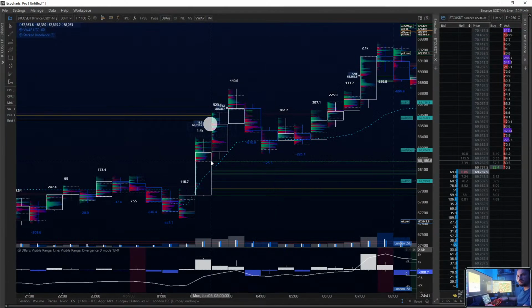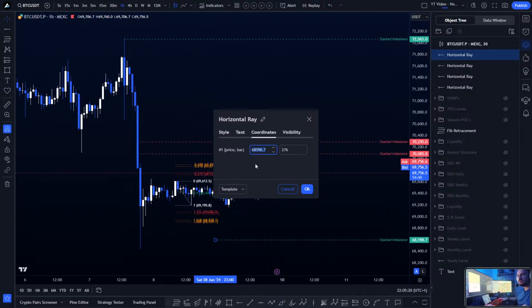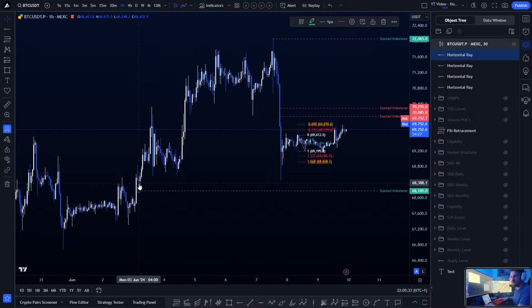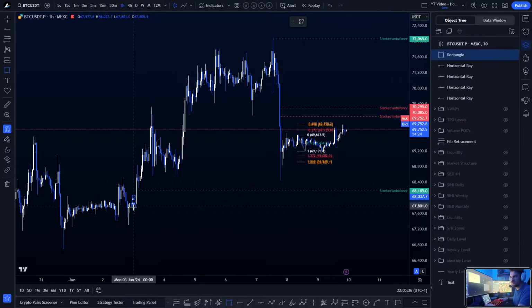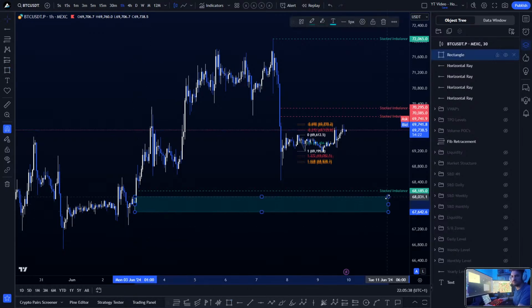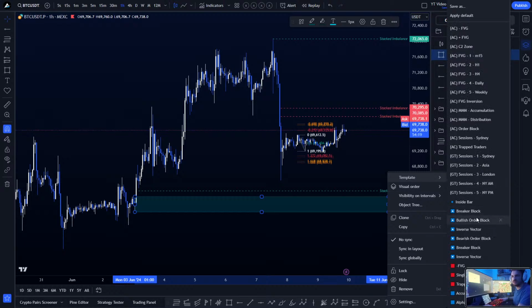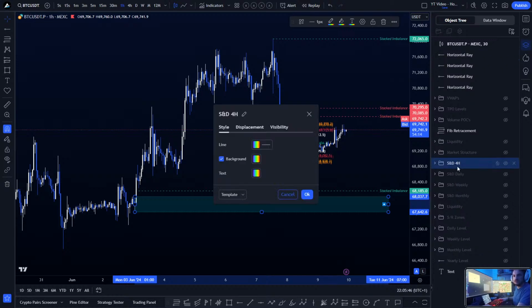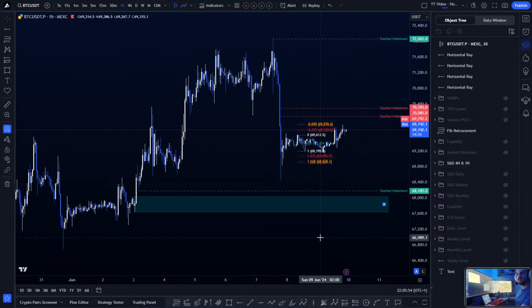Which was 68,185. Okay. Already tested: a 1-hour fair value gap followed by a 1-hour order block. Let me just mark out this one because otherwise I'll forget about it. Okay.